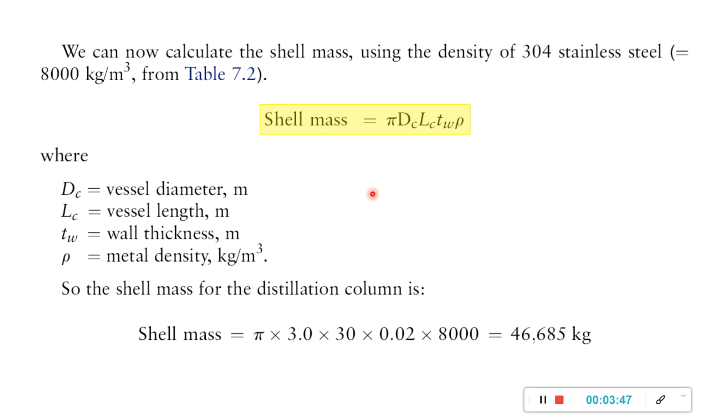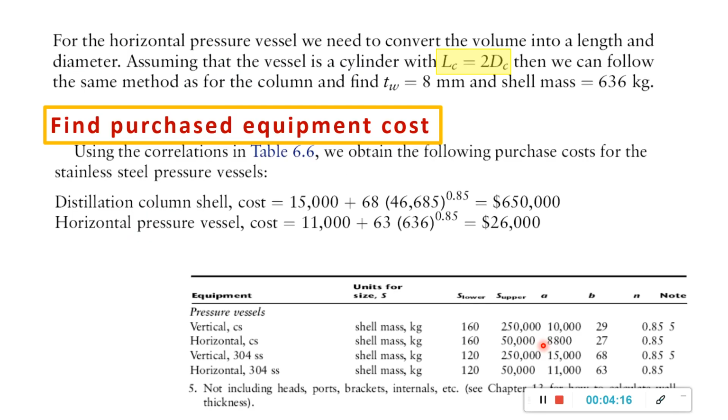We use this equation to calculate the shell mass, which is pi, the vessel diameter, which we have inside the specifications, and then the vessel length, which here is the height of the distillation column, the thickness, and the density, which is the metal density, here stainless steel 304. So the shell mass for this column is 46,685 kilograms.